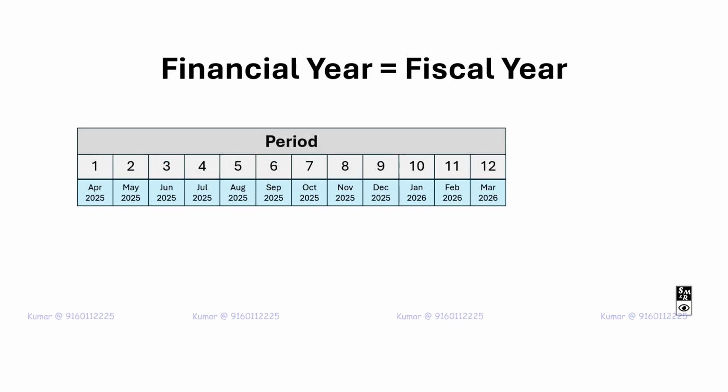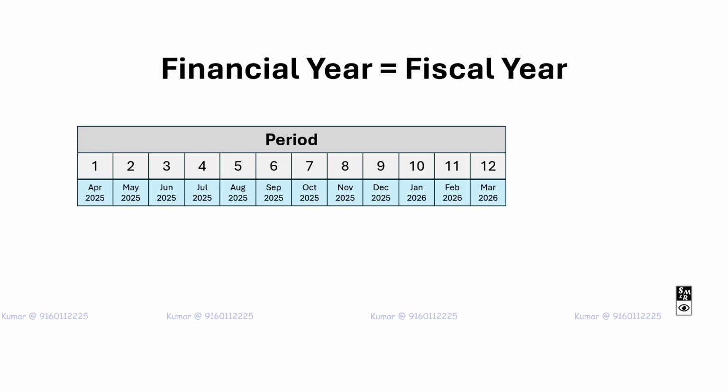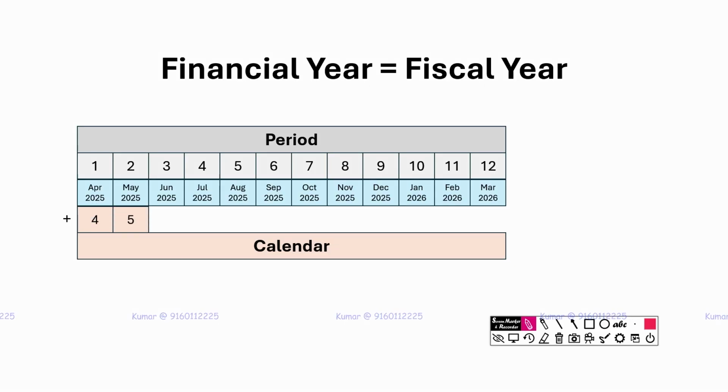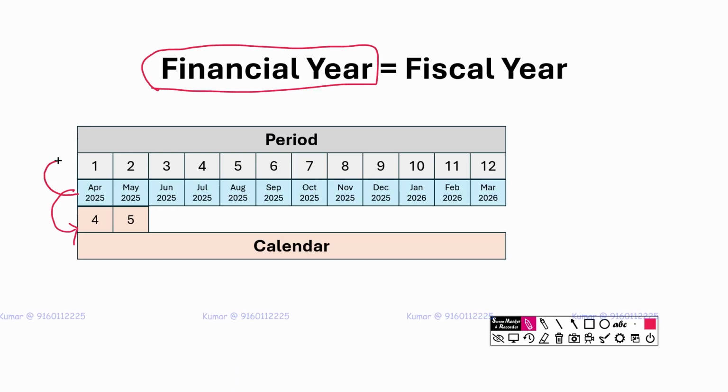These months are called periods in SAP. In SAP we don't call them months, we call them periods. Any month is called one period. As per the calendar, the month number for April will be 4 and the month number for May will be 5. If we open the calendar, April will be the 4th month. But as per the Indian financial year, April will be the first month. The financial year in India starts from April, so April will be the first period in the financial year.